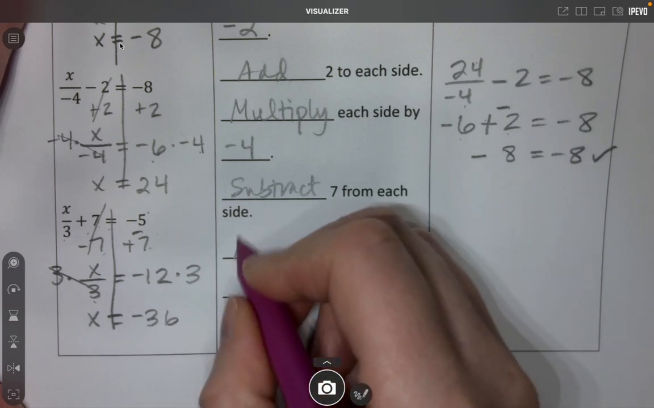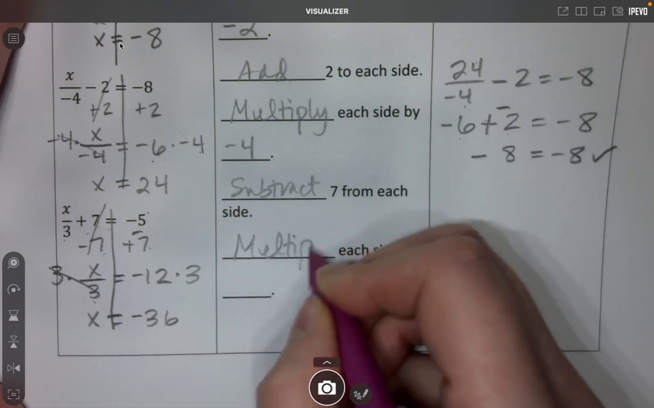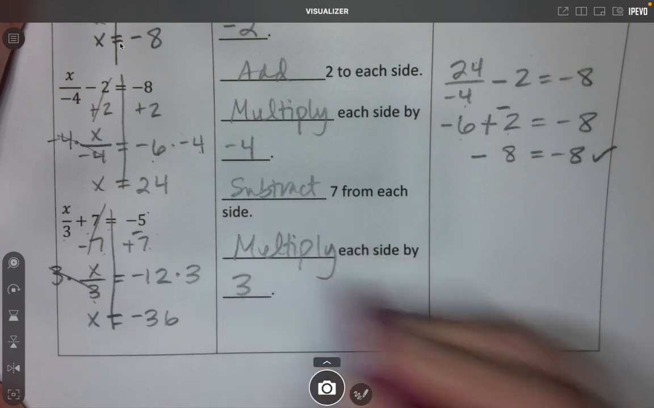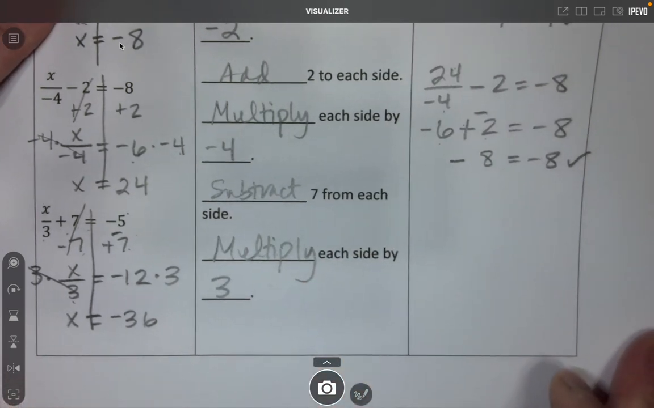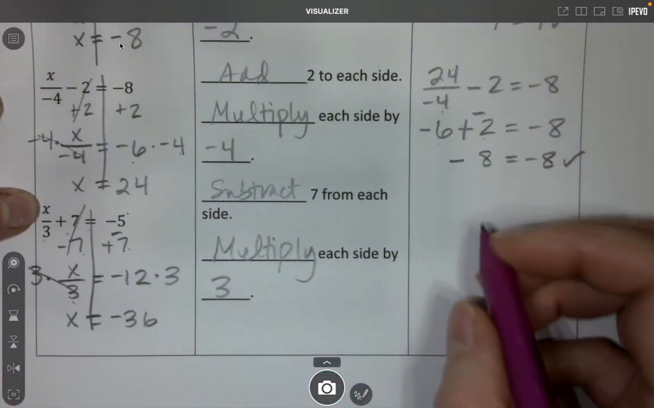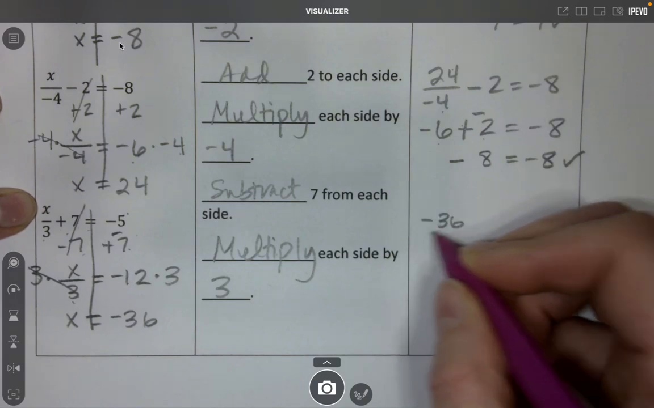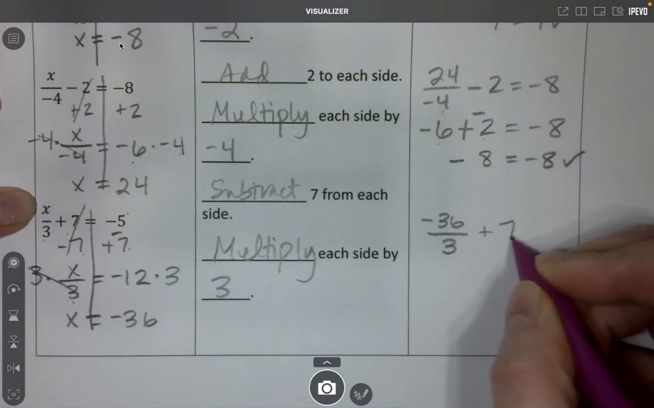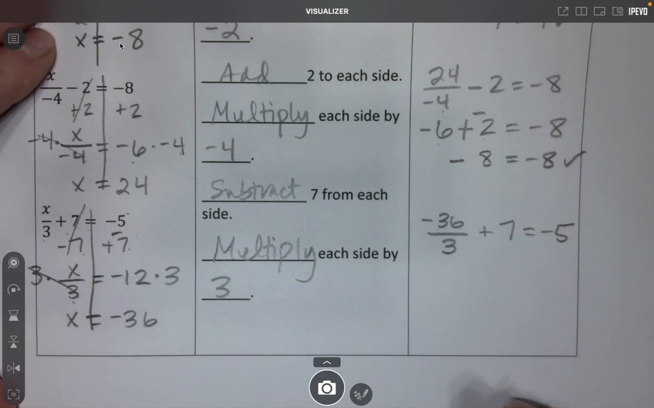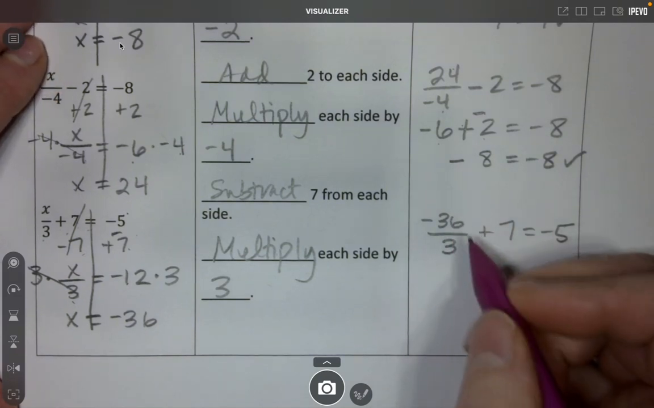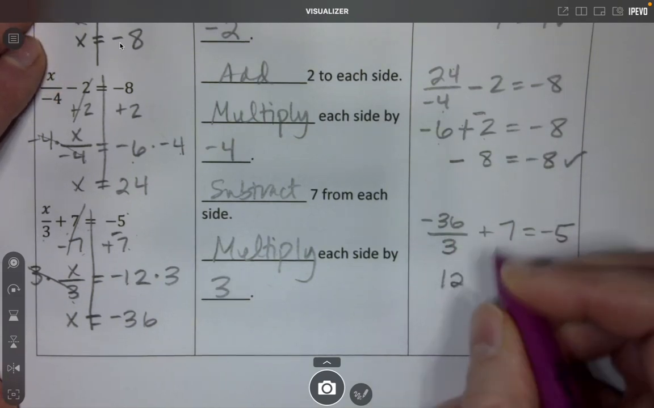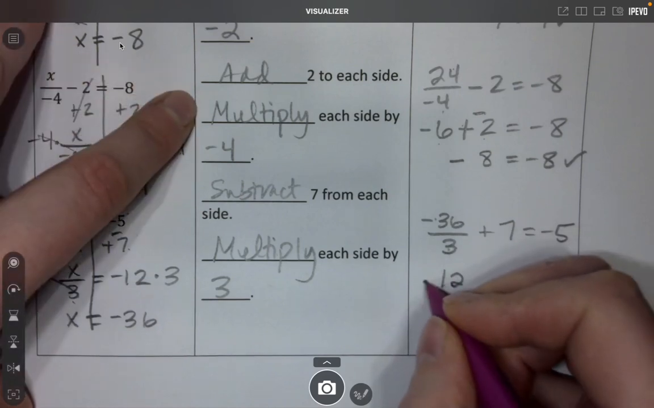And you know what? I didn't say right over here with the words, we want to multiply each side by 3. So our last step is going to be an answer check. So -36 divided by 3 plus 7, does that equal -5? So 36 divided by 3 is 12. And negative divided by positive is negative.